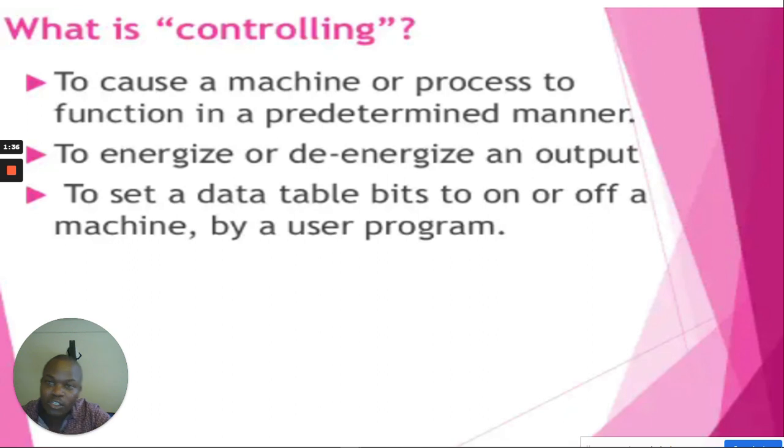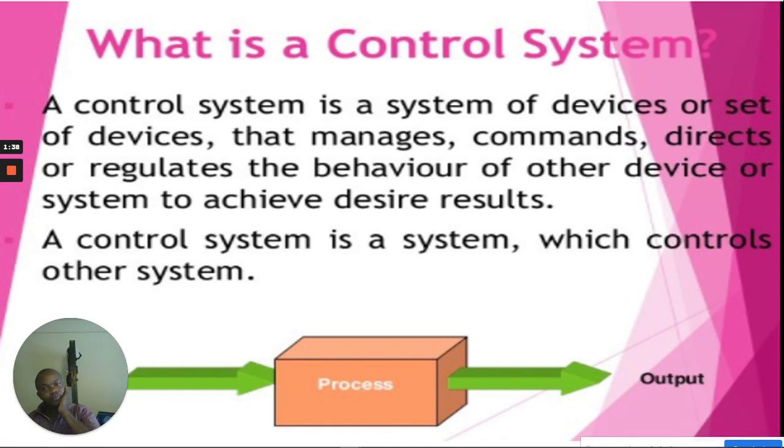And for us to achieve this, we have to define what a control system is. Now, a control system is a system of devices or set of devices that manages, commands, directs, or regulates the behavior of other devices or systems to achieve desired results. A control system is a system which controls other systems.